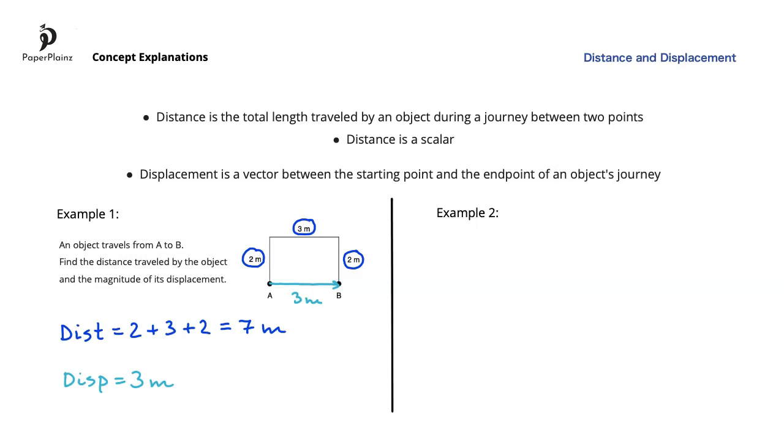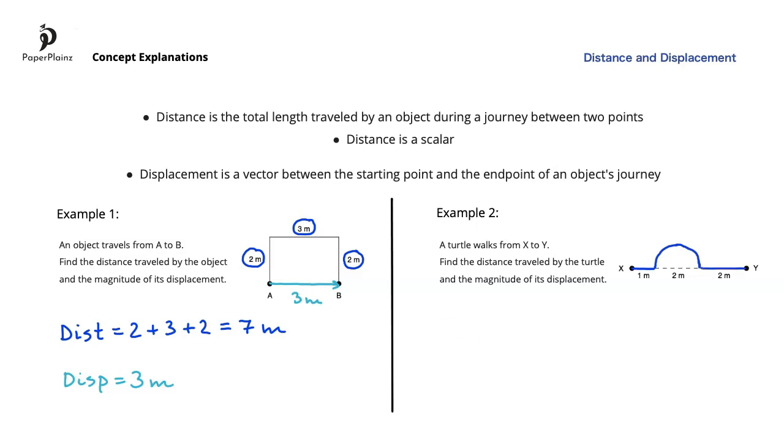In example 2, a turtle walks from point X to point Y, and we have to find the distance traveled by the turtle and the magnitude of its displacement. The distance traveled is made up of this straight line, this semicircle, and another straight line.